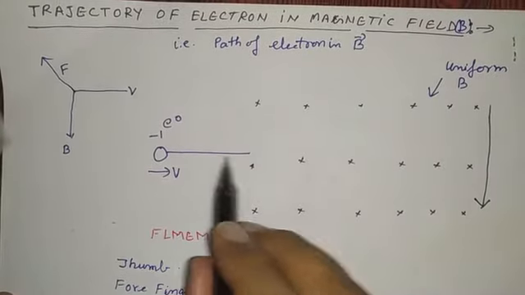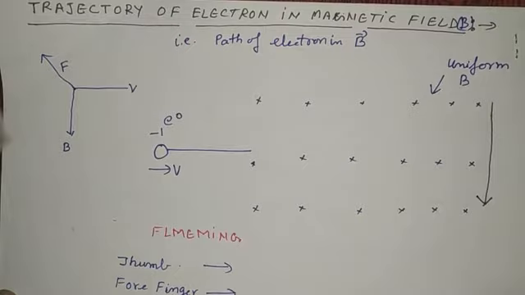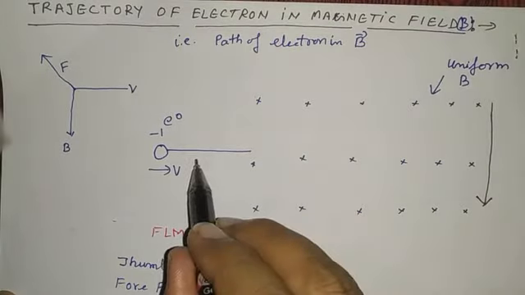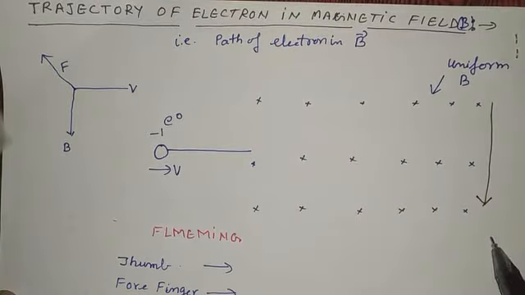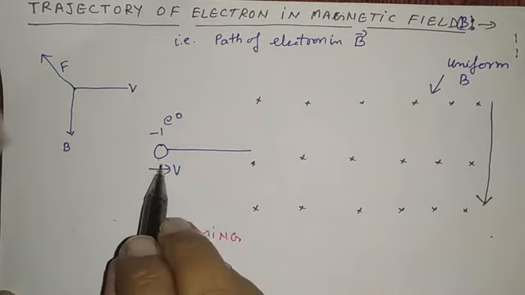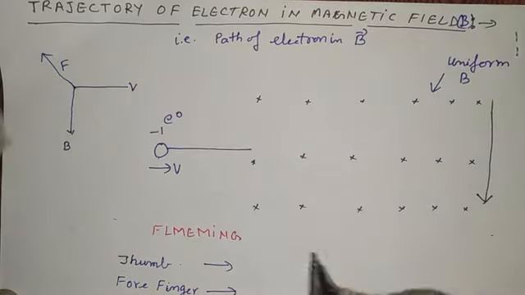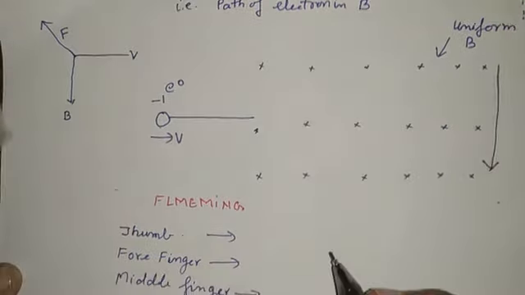This electron enters a magnetic field. Due to this entrance, the magnetic field is along, suppose, the y-axis, and the electron enters in the direction of the x-axis. Then it experiences a magnetic force.